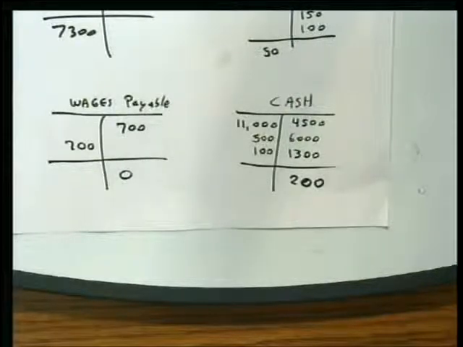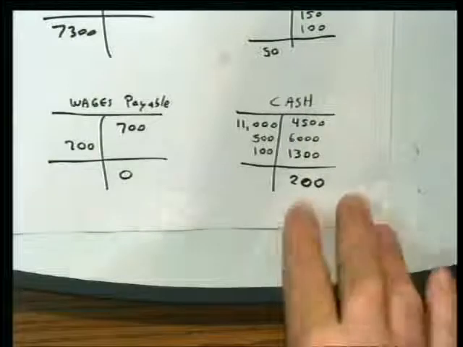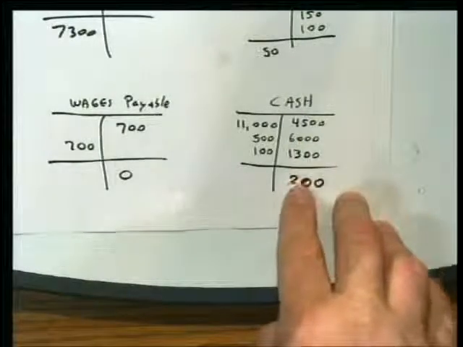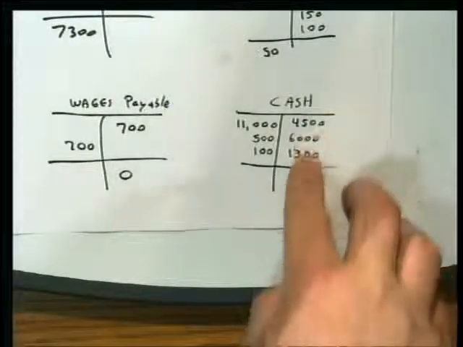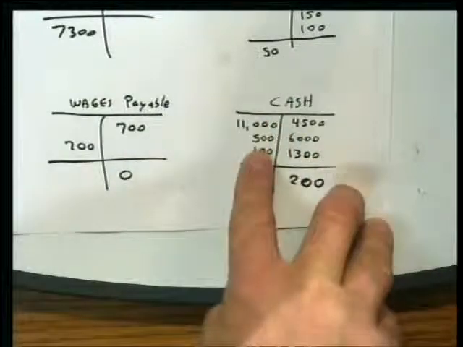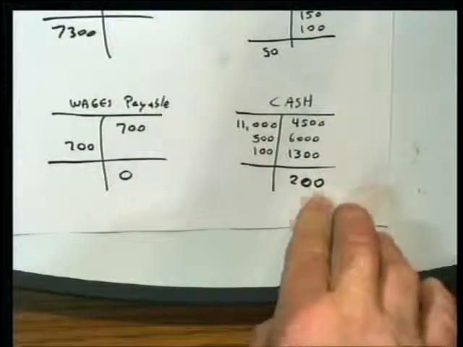Does this make sense? So that is not minus 200. The total credits are greater than the total debits. So we have a net credit, and that's how you list that.